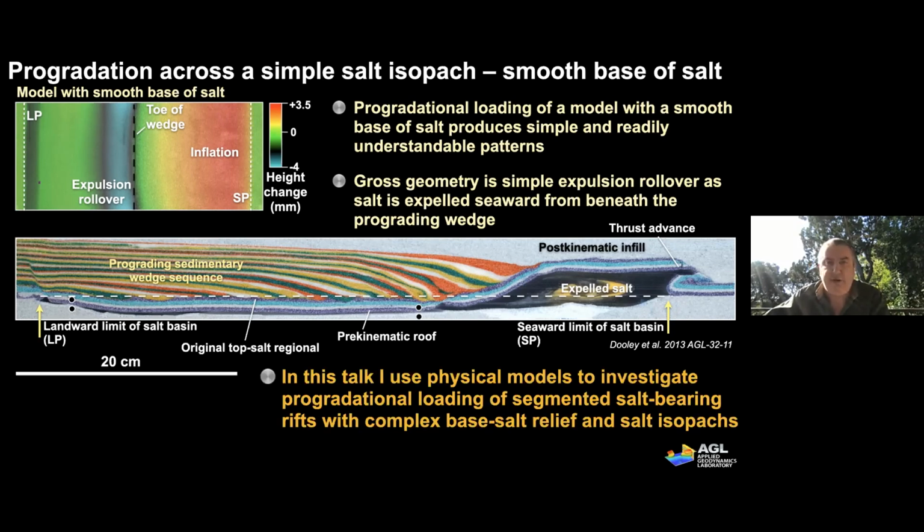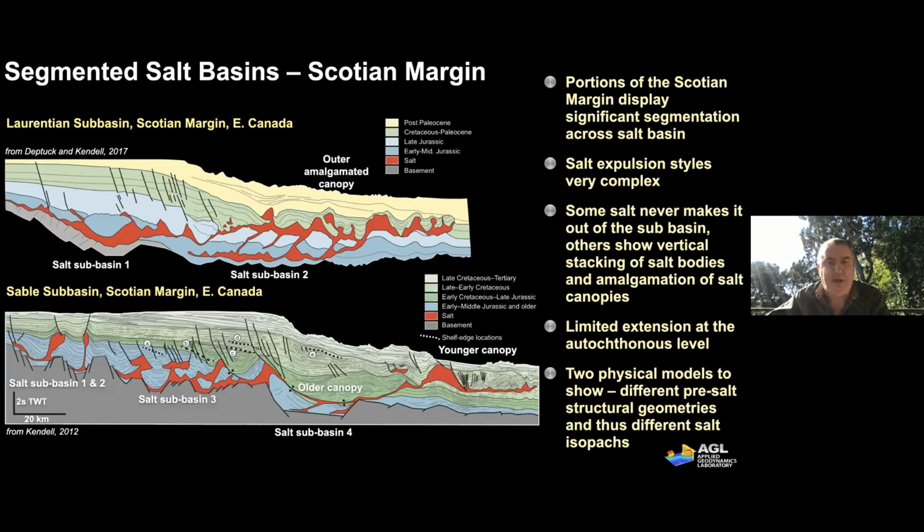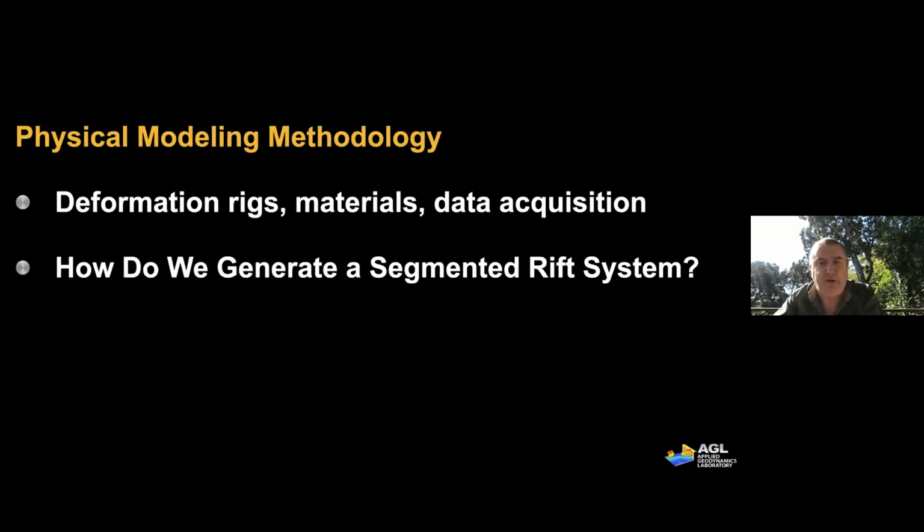I want to use physical models to explore what happens in areas like here. These are from the Scotian margin, and we can see two separate salt sub-basins here, and in this other example, four separate salt basins, with extremely complex salt expulsion styles as we end up outboard here. I want to show you two different physical models that had different structural architectures, and let's have a look at what I do and how we generate a segmented rift system.